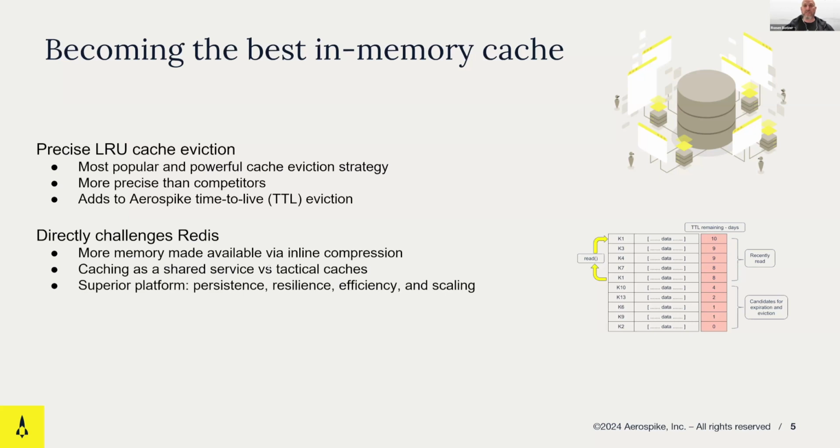0.1% of the data will just be tossed out. And then the next 0.1% of the data, and the next 0.1% of the data, until we are under the eviction threshold. All right. So that's the way that specific eviction policy works. And it's just very precise.